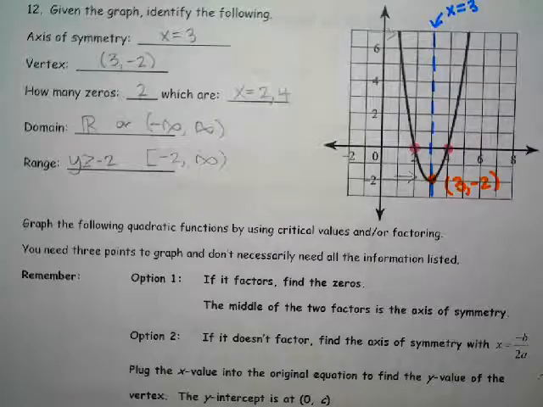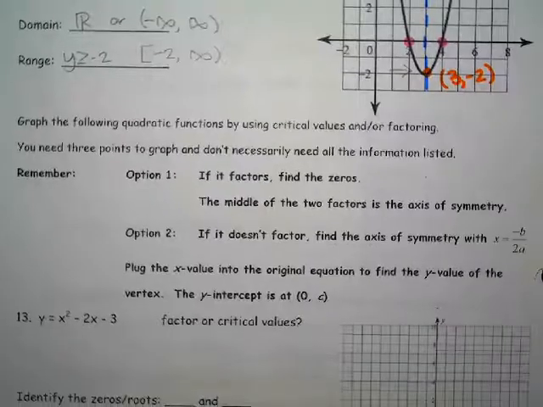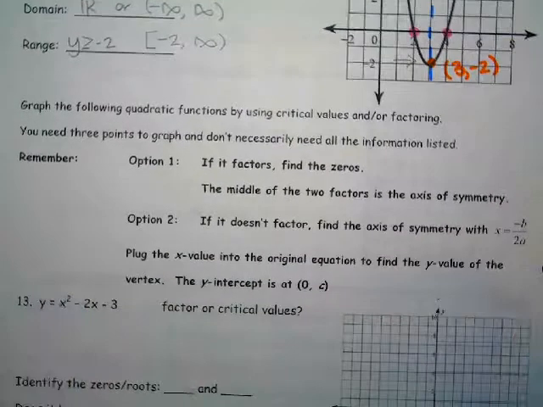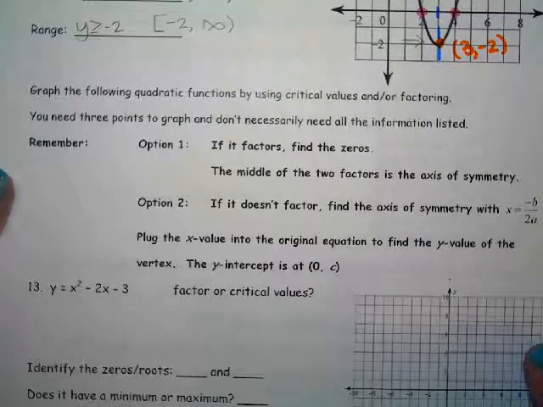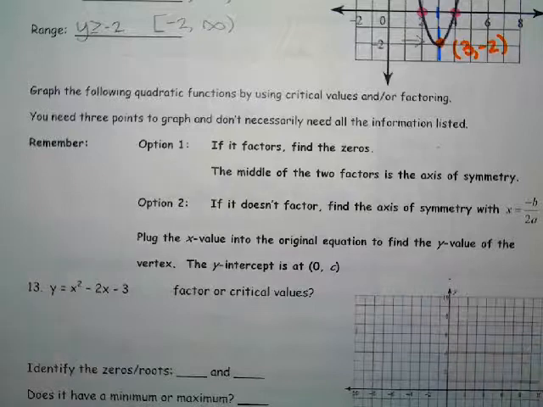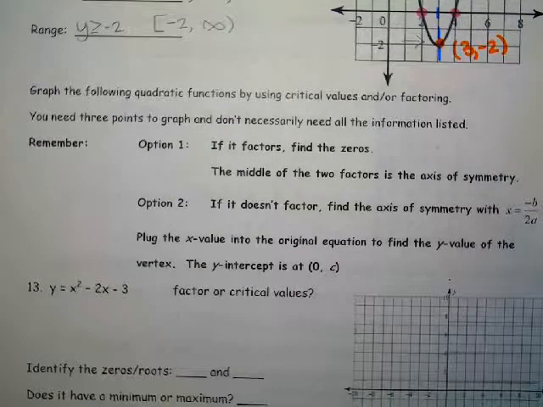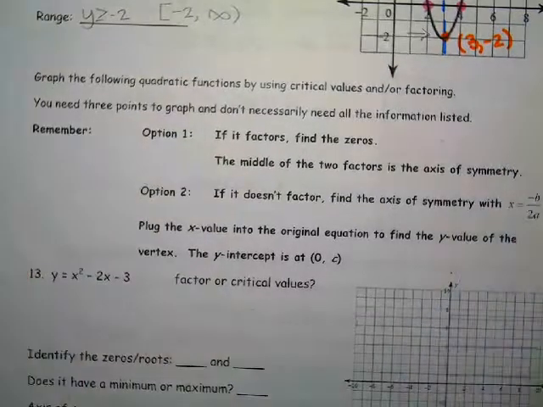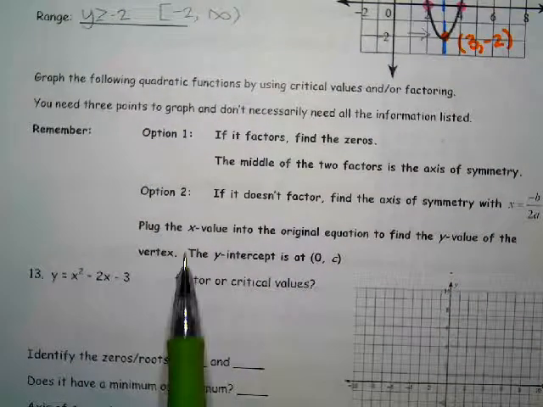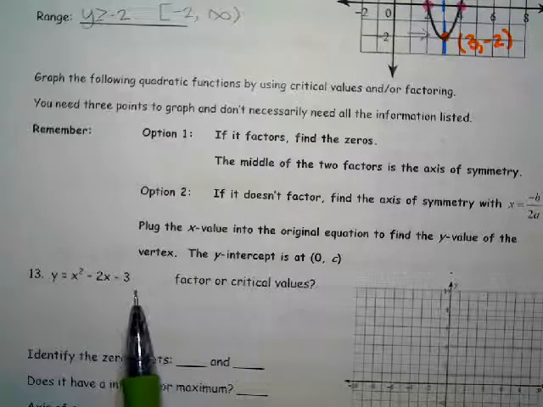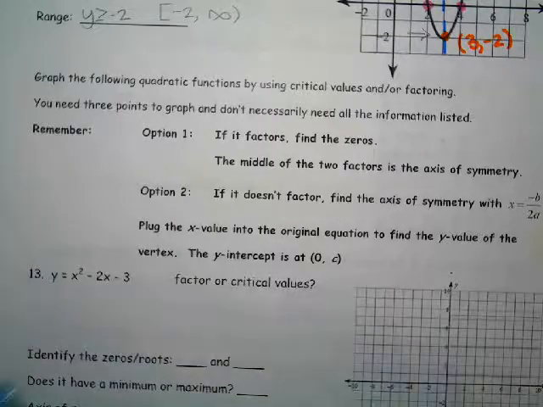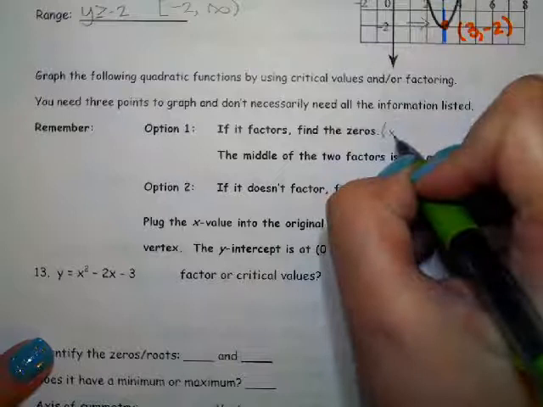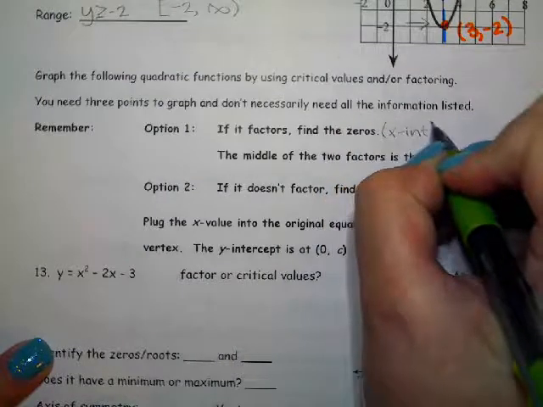All right, so it says graph the following quadratic functions by using critical values and or factoring. You need 3 points to graph and you don't necessarily need all the information listed. Goodness gracious, I swear I can read. So if you can factor it, then you're going to factor it to find the zeros of the graph. So remember, zeros are just x-intercepts. So I'm going to write that on here.